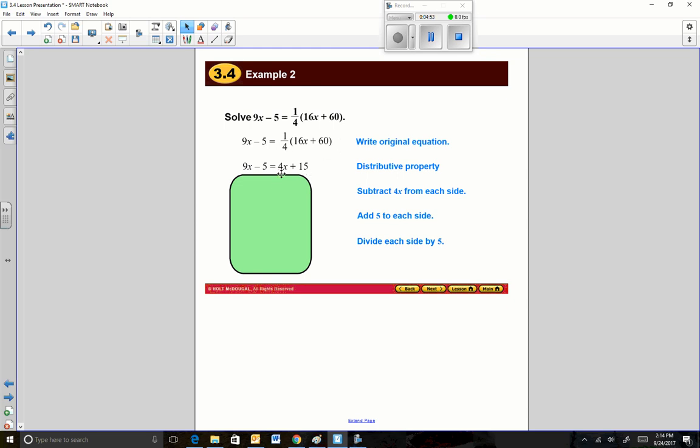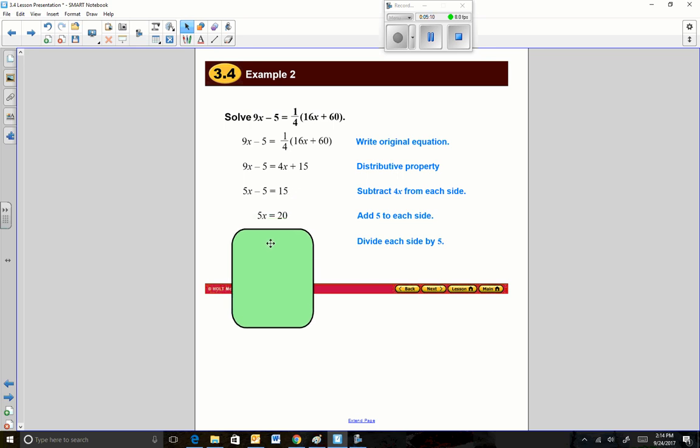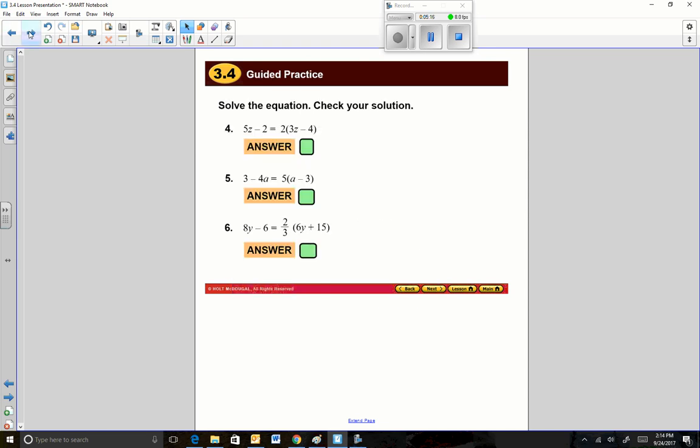Now, move your 4x over by subtracting, and move the 5 over this way by going ahead and adding 5. So now, we subtracted our 4x, we get 5x minus 5 equals 15. We add 5 to both sides, so we get 5x equals 20. Divide by 5, x is 4. I would like you to try these on your own. Please pause your video.